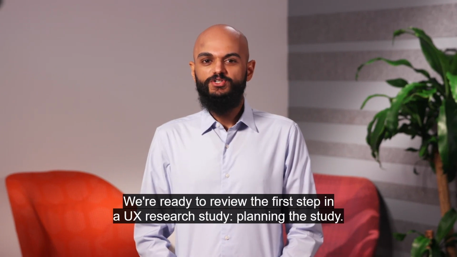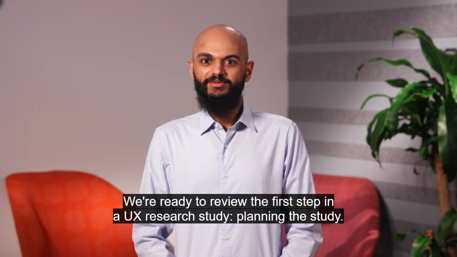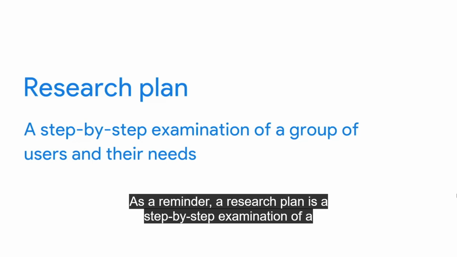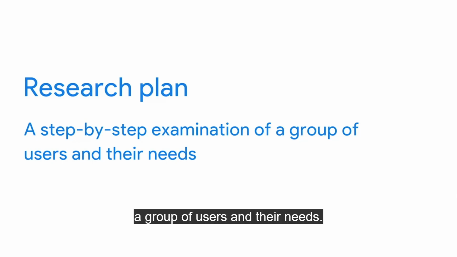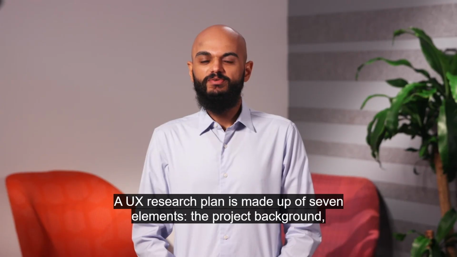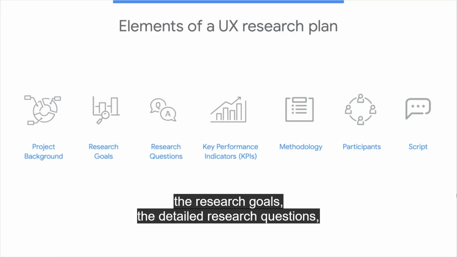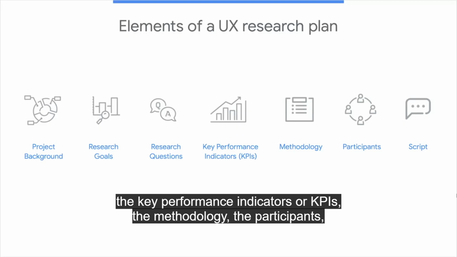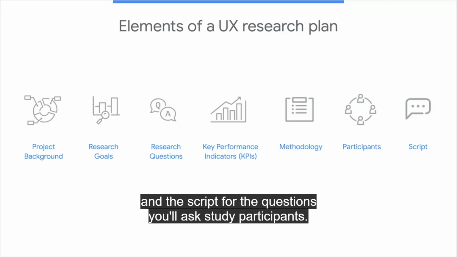We're ready to review the first step in a UX research study, planning the study. As a reminder, a research plan is a step-by-step examination of a group of users and their needs. A UX research plan is made up of 7 elements: the project background, the research goals, the detailed research questions, the key performance indicators, or KPIs, the methodology, the participants, and the script for the questions you'll ask study participants.